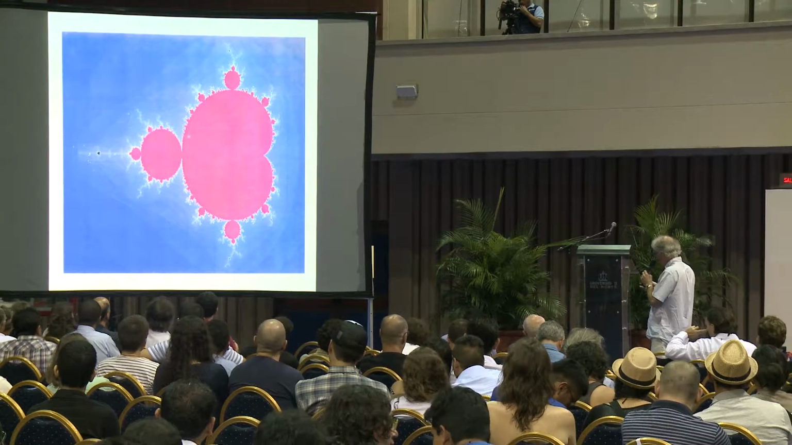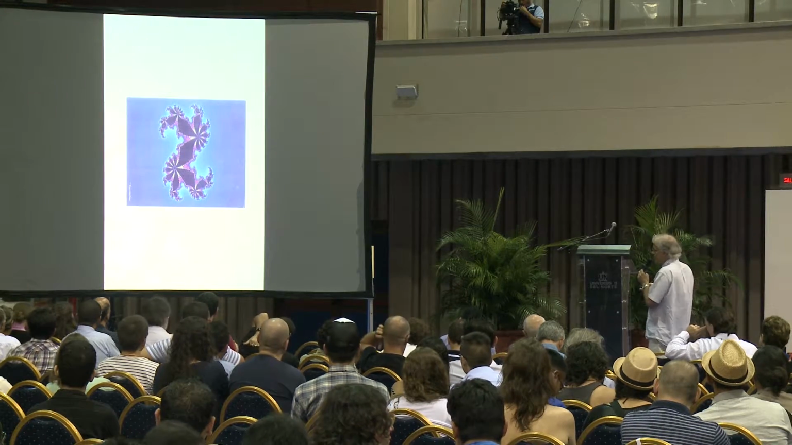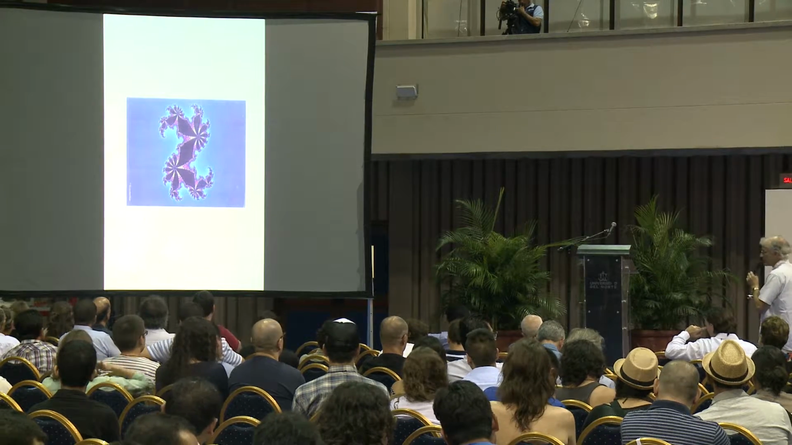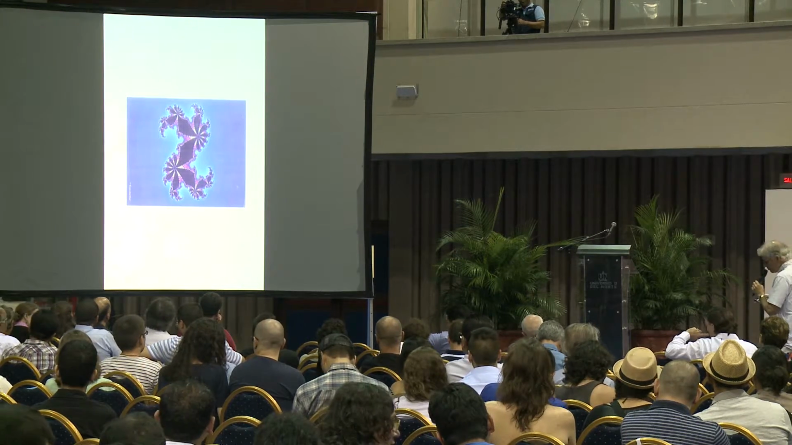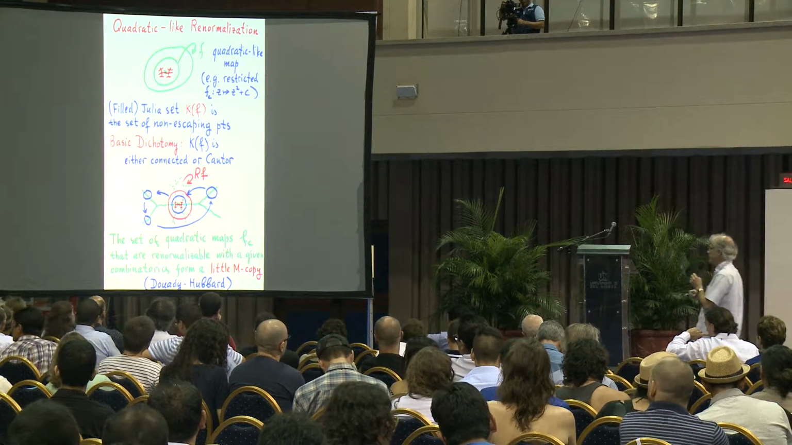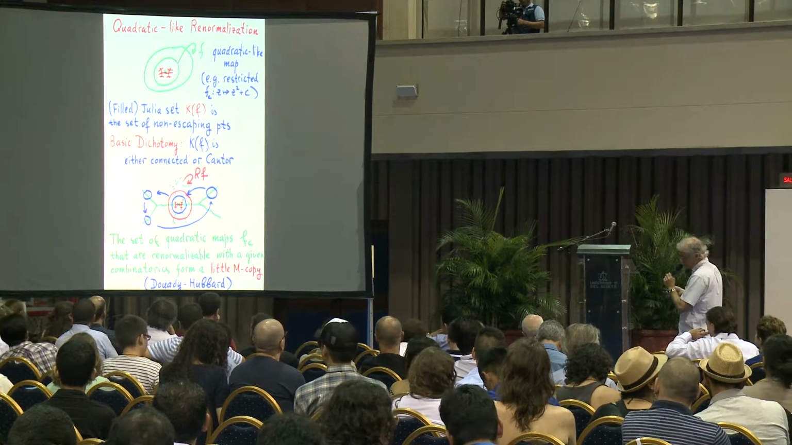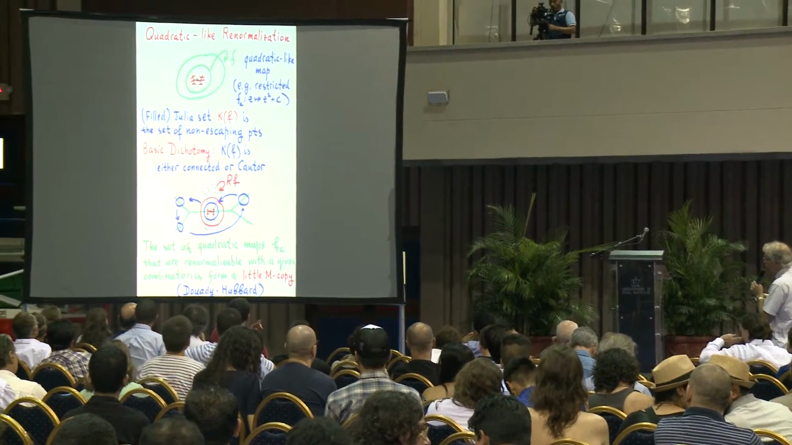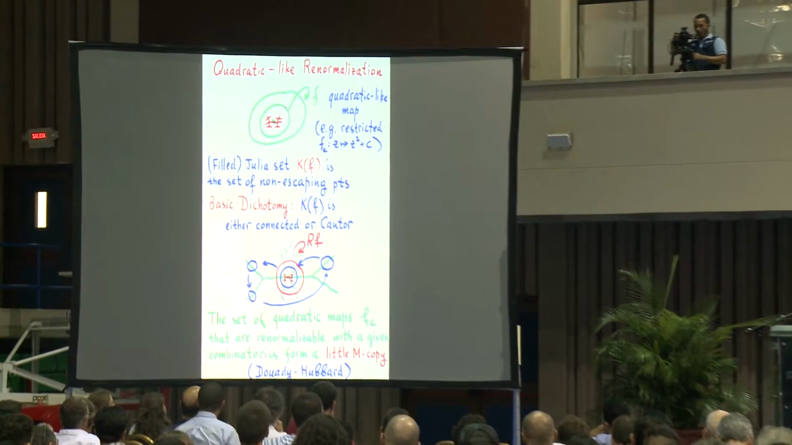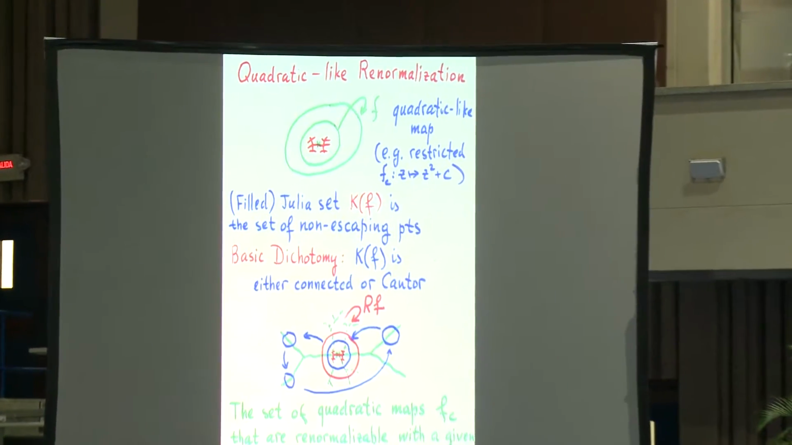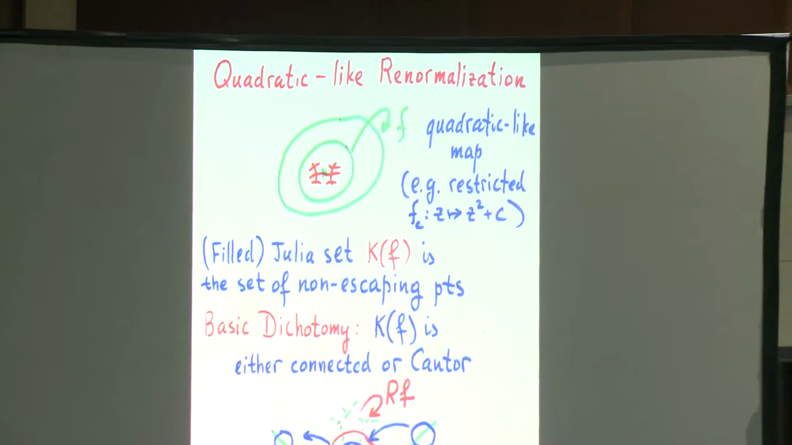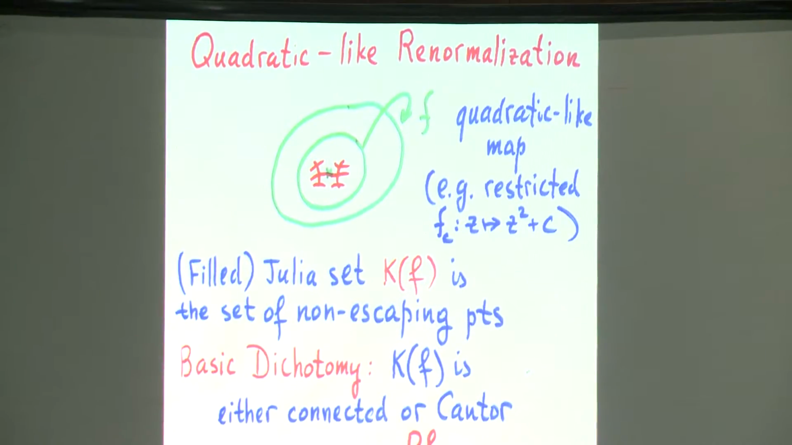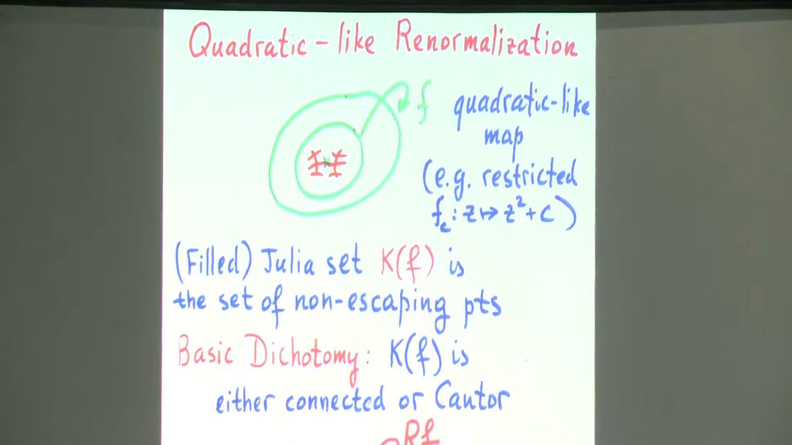Okay, so how to explain the presence of these copies in the Mandelbrot set, which look exactly like the whole Mandelbrot set? The answer is given by the quadratic-like renormalization theory. It is like renormalization theory for unimodal maps, but now you have a disk around the critical point. You iterate this disk, and it can happen that it comes back under a certain iterate as a quadratic-like map.